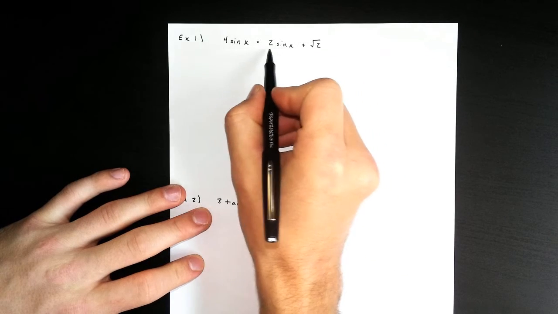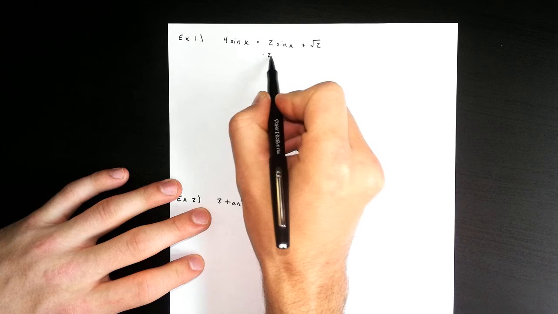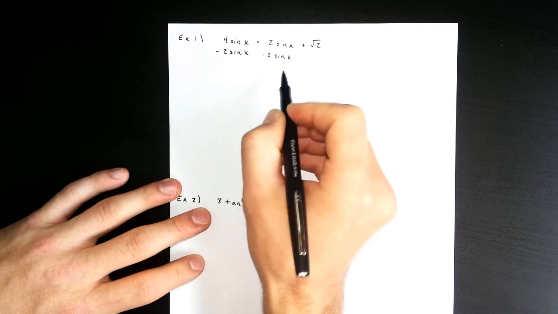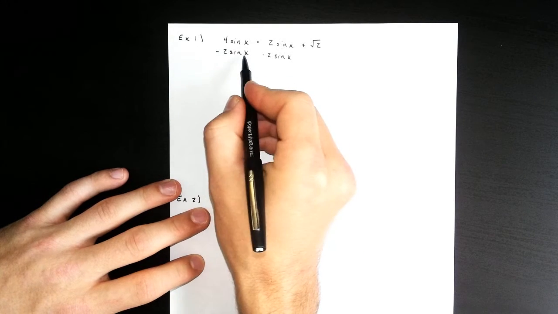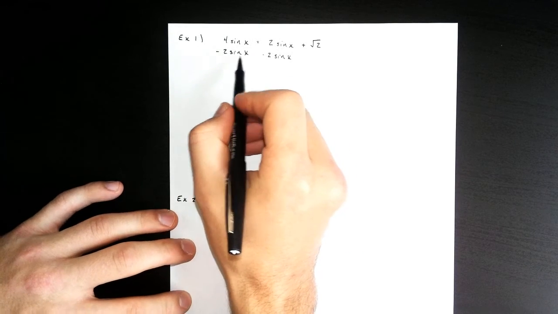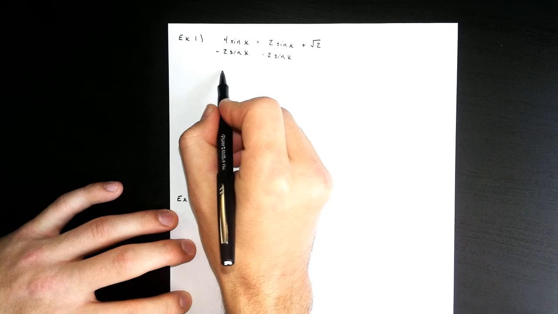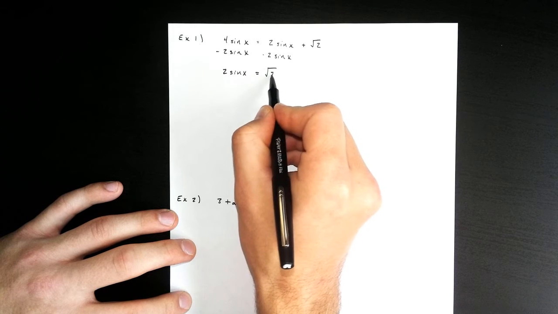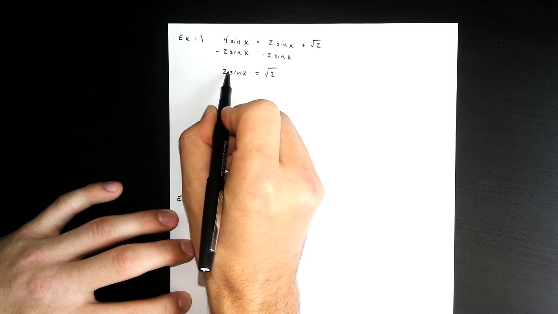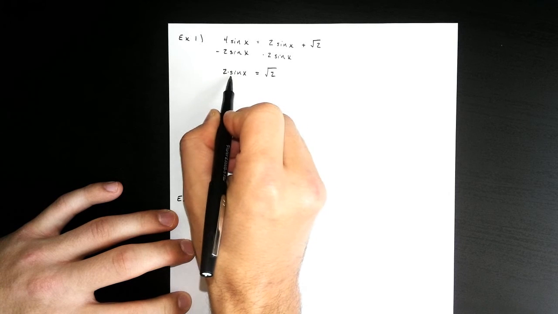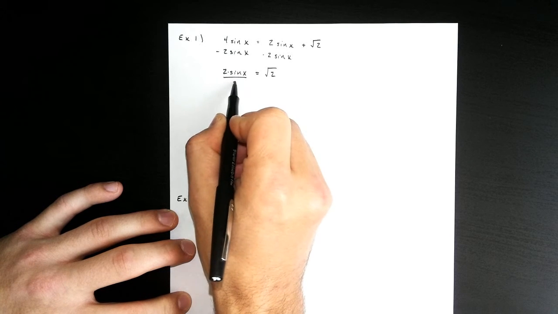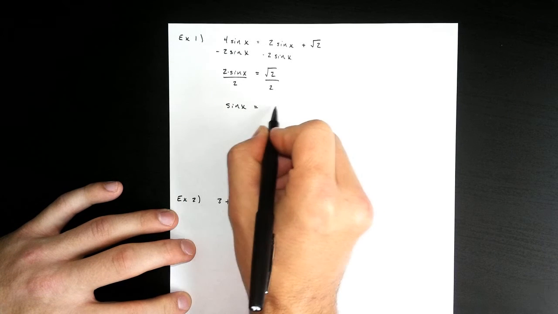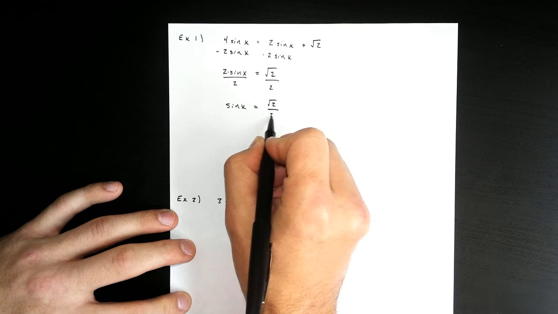I want to group everything that has a sine in it together. So I'm going to subtract 2 sine of x from both sides. These are like terms. It's just sine of x, it's sine to the first. So 4 minus 2, we get 2 sine of x is equal to the square root of 2. Now we have 2 times sine of x. I want to get this to be 1 sine of x, so to isolate that, we'll divide by 2. And we end up with sine of x is equal to the square root of 2 over 2.